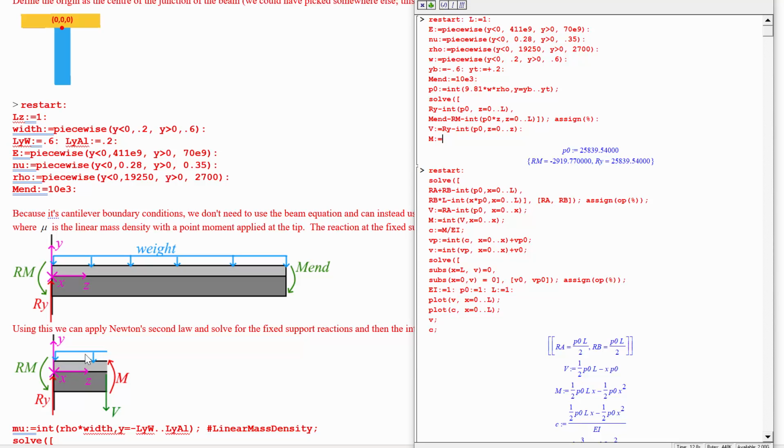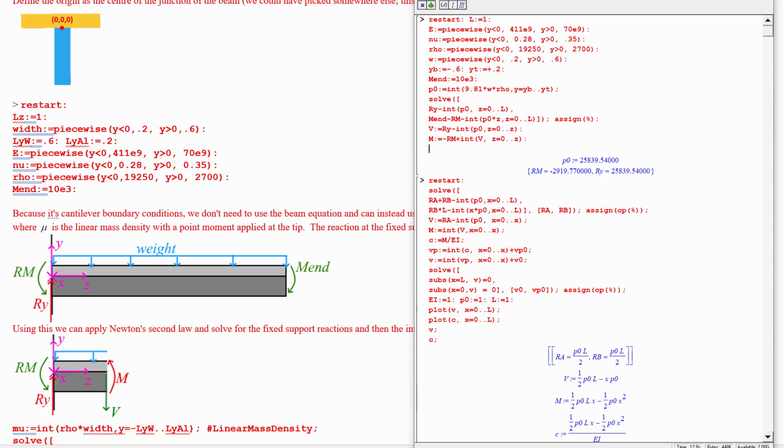You could do the method where we consider how far away Ry is and the effect of this distributed load. But as before, the easiest way is to say that M is going to be negative Rm plus the integral of V from Z is 0 to Z. So that should give us the internal bending moment and internal shear force. And let's have a plot of those to see if they make sense. So we'll plot V and M from Z is 0 to L.